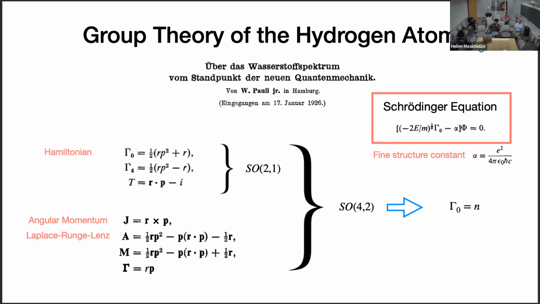In fact, Pauli solved the spectrum of this problem before the Schrödinger equation was known. This is the paper by Pauli, from the beginning of 1926, and I think that the Schrödinger equation was derived only a little later, the same year, I believe. How did he do that? He did it using group theory of the central potential problem.